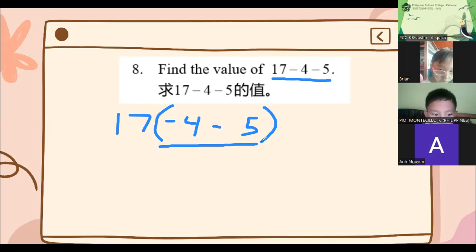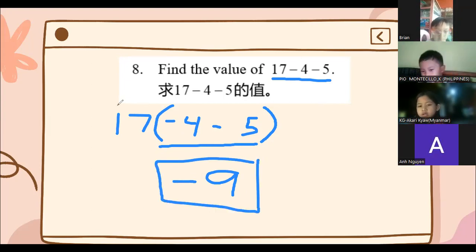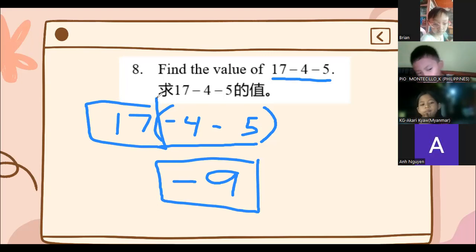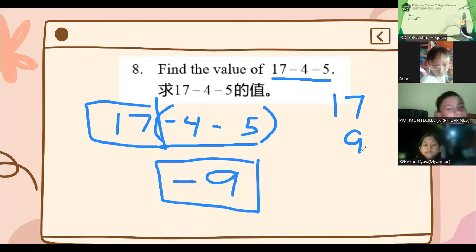When you say combine, it means you're going to add, right? So we're going to combine them first since they are similar, and then just leave the 17 alone since it doesn't have any other pair. So 4 plus 5, that is? 9. Very good. Meaning this is equal to negative 9. Now, since this is a negative and your 17 is a positive number, we are going to subtract them because they are not the same. They are opposite, positive and negative. That's why we're going to minus.